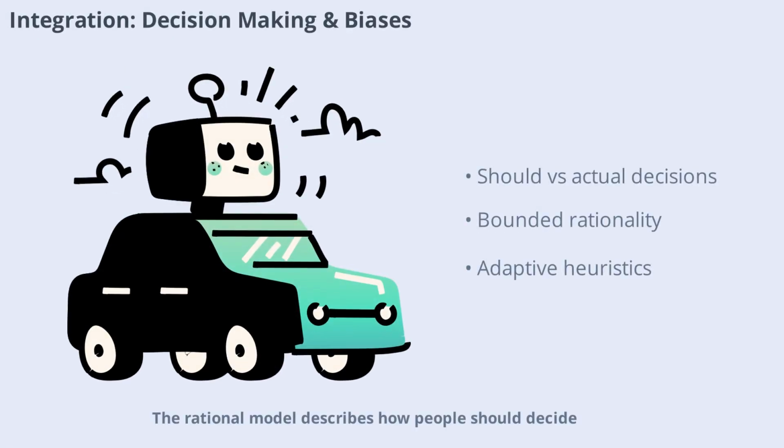Rational model describes how people should decide, while prospect theory and the heuristics and biases program describe how people actually decide. Simon's bounded rationality explains why we deviate, and Kahneman's dual process theory explains how. Gigerenzer's ecological rationality shows that heuristics are adaptive tools. Understanding these frameworks helps us make better decisions and avoid common pitfalls.